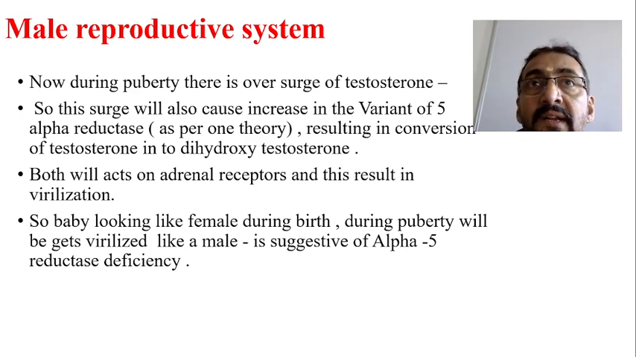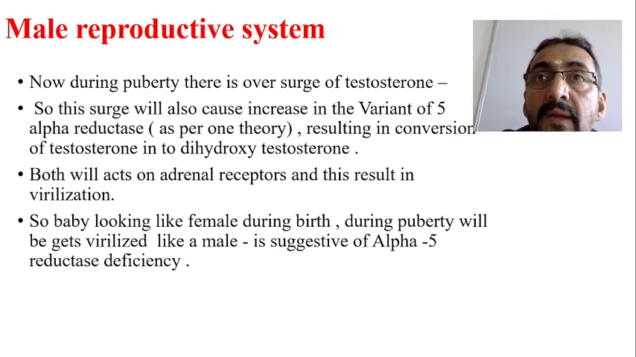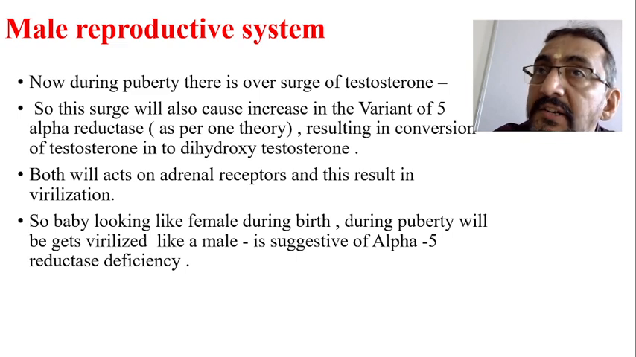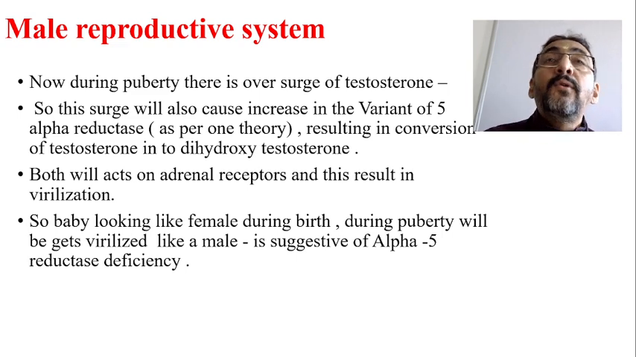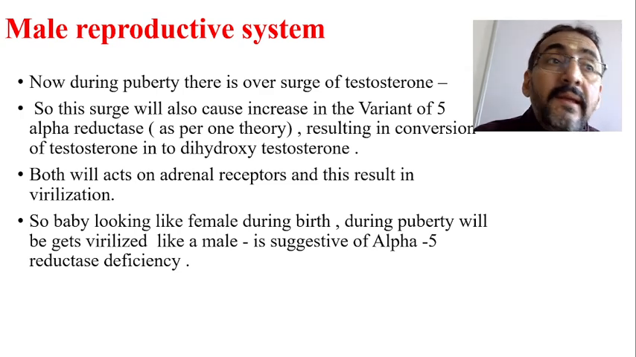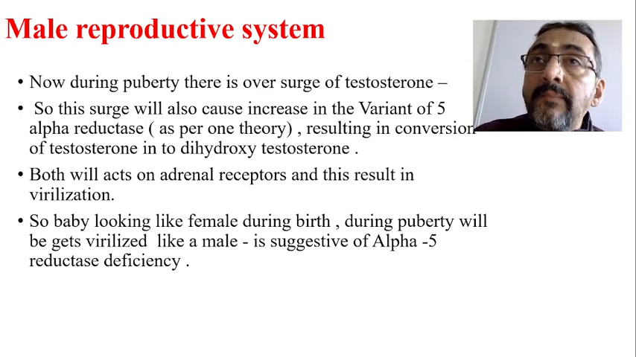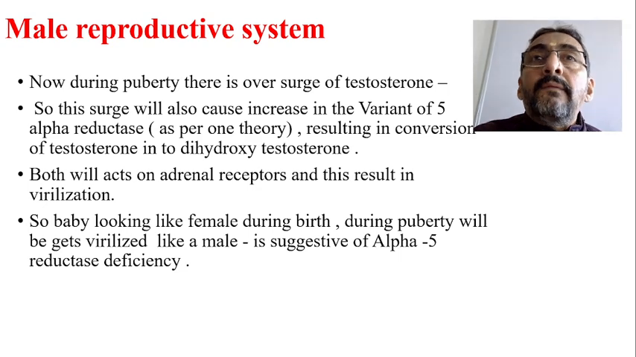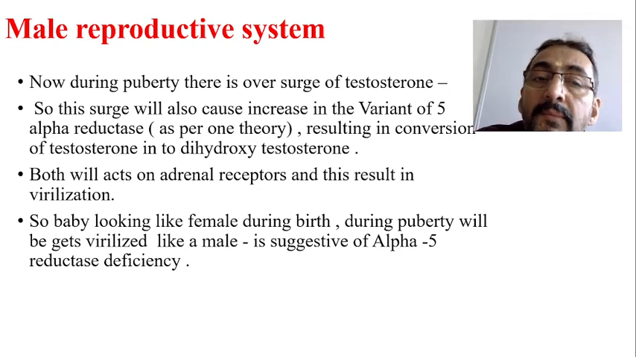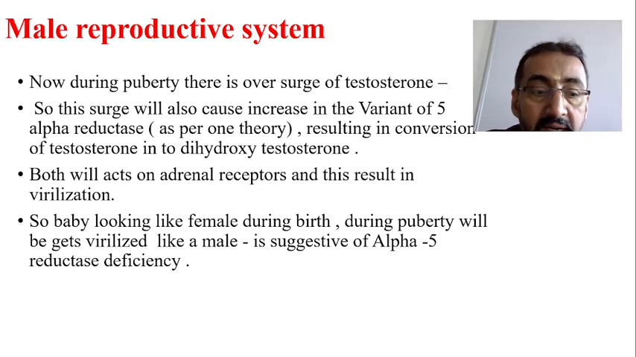So this is one clinical condition where the baby was looking like a female at the time of birth with underdeveloped external genital organs, and may undergo virilization and develop fully formed external genital organs at the time of puberty. So this will be seen, one condition.